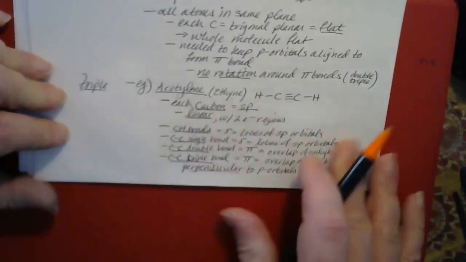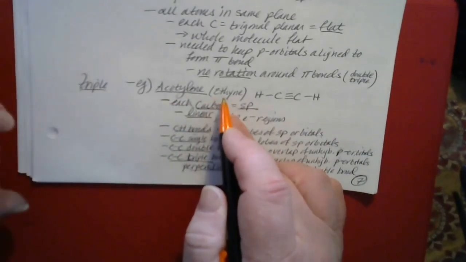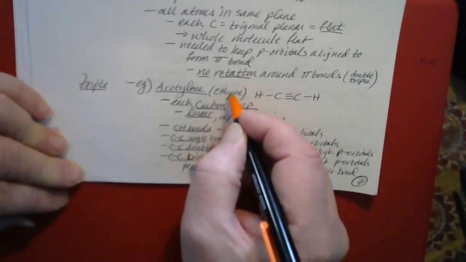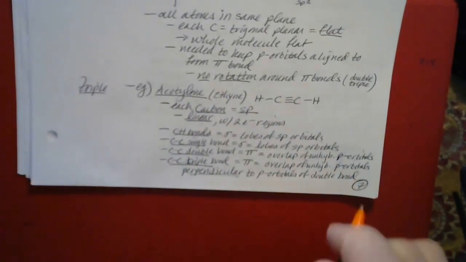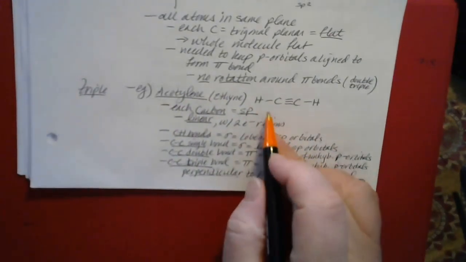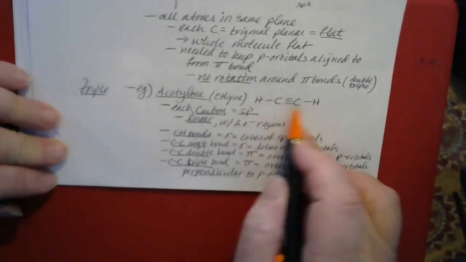An example of a triple bond would be acetylene, or its official name is actually ethyne, but it's universally still called acetylene. And its formula is C2H2.